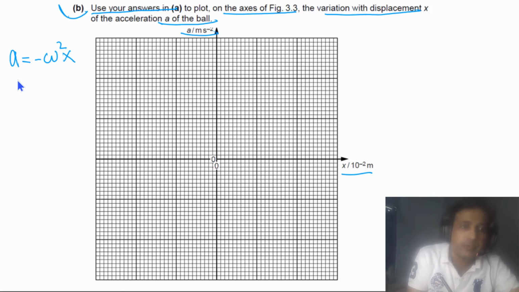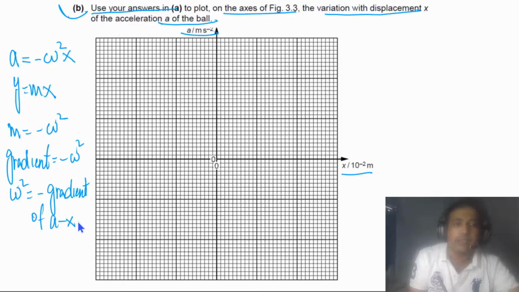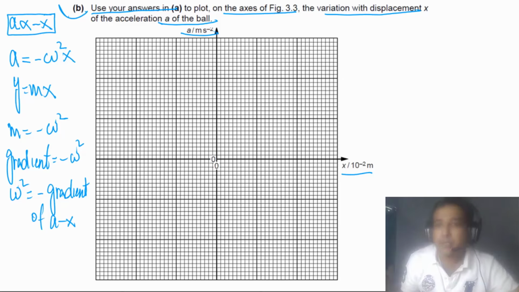Now if we compare this with y is equal to mx, from here we can say m is equal to negative omega squared. It means the gradient is equal to negative omega squared, or we can say omega squared is equal to the negative gradient of the a-x graph. But from here we can also deduce that a is directly proportional to negative x. Very important point. It means a and x are directly proportional, but they have opposite signs.